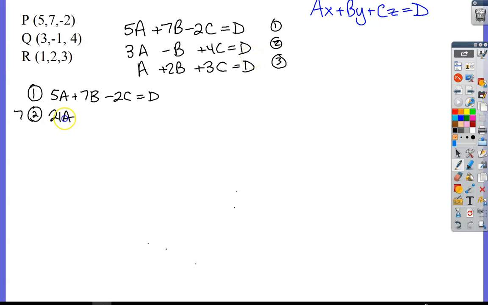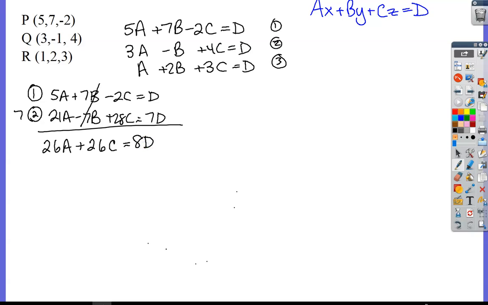Take your time. Everybody on both sides gets multiplied by a 7. So 21, negative 7, 28, 7d. Be careful, that's the one people forget. Add these guys together. That cancels. That was the whole point. I get 26a plus 26c, interesting, equals 8d. You could simplify this if you wanted to, like reduce everybody by a 2. It's totally your choice. If you don't want to, that's fine.